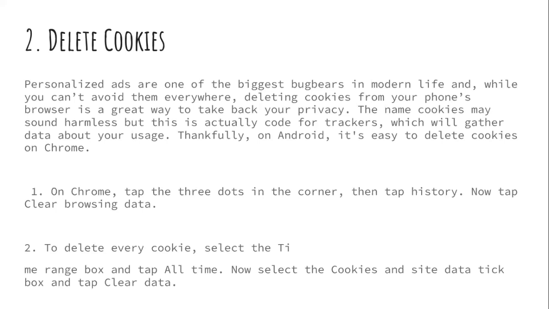On Chrome, tap the three dots in the corner, then tap History. Now tap Clear Browsing Data. To delete every cookie, select the range box, tap All Time. Now select Cookies, Site Data, and Tracking, and tap Clear Data.